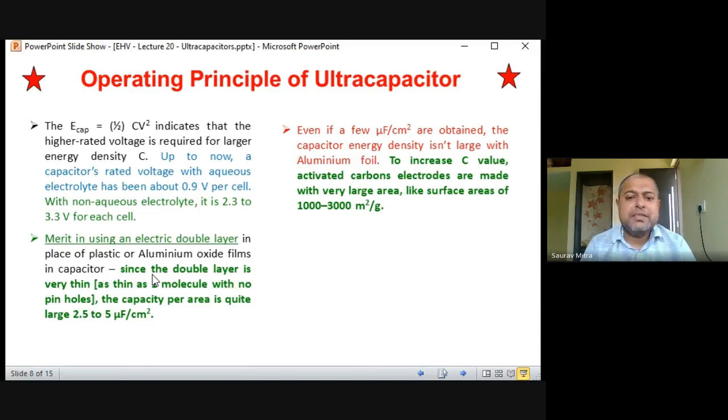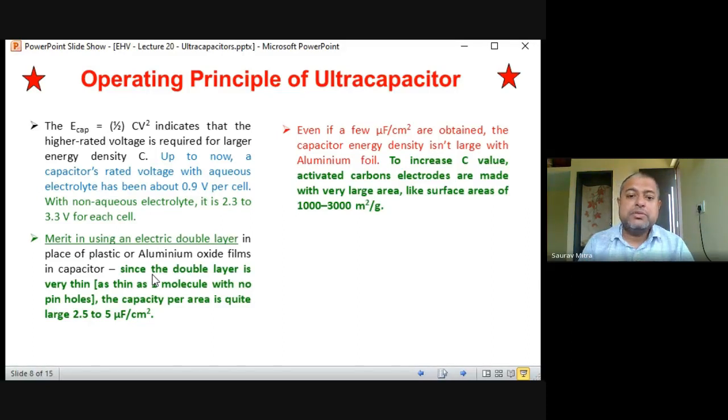To increase the capacitance value, activated carbon electrodes are made with very large area, as we have seen in the previous slide. The polarizing electrodes are made of this carbon, with surface areas of 1000 to 3000 meter square per gram. That means whatever electrode you are using, its weight in grams is converted to how much area.